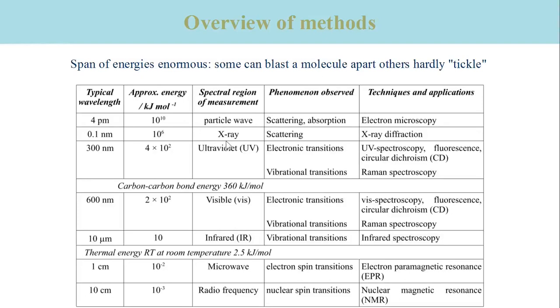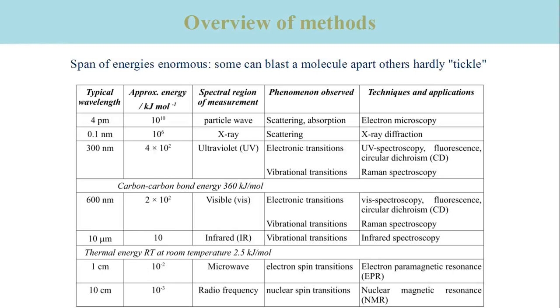But also photons in the UV spectral range have enough energy to break bonds and destroy molecules. In the visible and infrared spectral range, the photons have less energy than a typical covalent bond and are therefore insufficient to break bonds. Photon energy is, however, still larger than the thermal energy of 2.5 kilojoules per mole at room temperature.